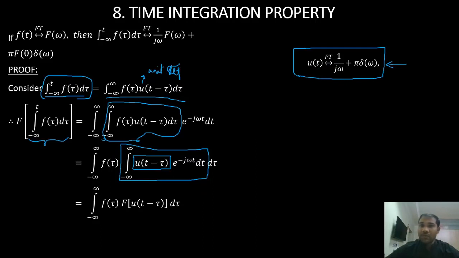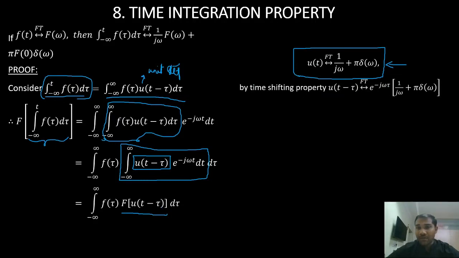If this is the Fourier transform of u of t, what will be the Fourier transform of u of t minus tau? What am I doing here? It is just the time shifting property, right? By the time shifting property, if I shift by tau. So what is my time shifting property? If you remember the third property we have seen, f of t minus b will have the Fourier transform F of omega into e power minus j omega b, right?